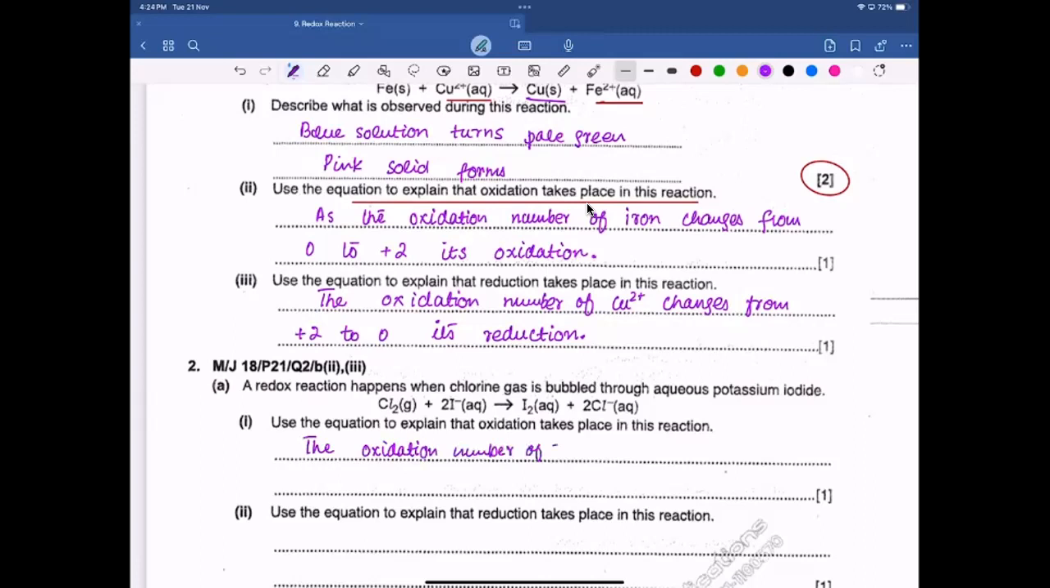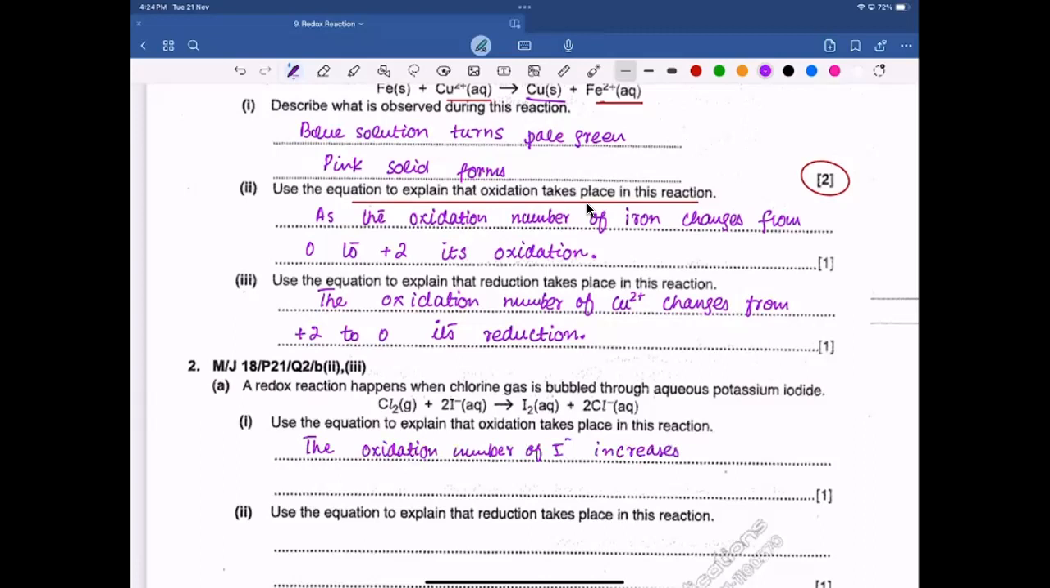Number of I-. Charge is a very informal term. Whenever we are discussing, it's a charge, yes. But when we are explaining the oxidation and reduction, we don't use the term charge. Instead, we always use oxidation. So it will be wrong if you write the charge.